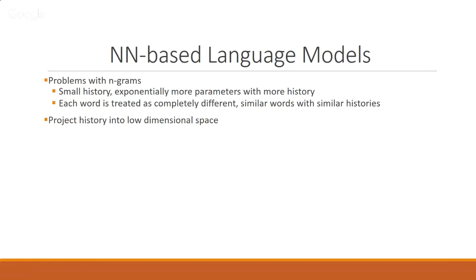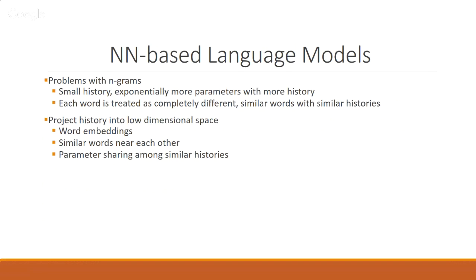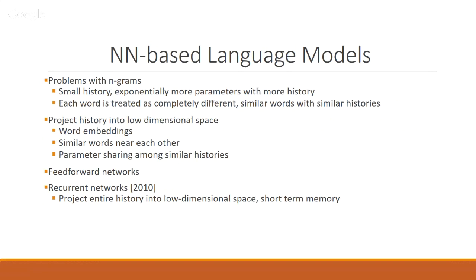So the solution to this is to project the history into some low-dimensional space. So word embedding, similar words are near each other, parameters are shared, and so on. We know all of this. And first they tried to do some feed-forward network-based things for language modeling, and then recurrent neural networks really became the standard for language modeling. So the way it works, of course, is to project the entire history into a low-dimensional space, and then you have this short-term memory and so on.